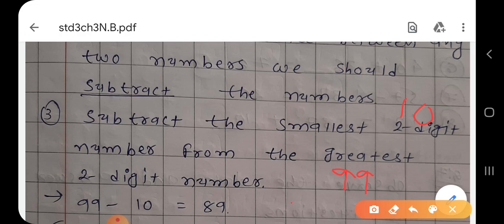The smallest two-digit number is 10 and the greatest two-digit number is 99. And we have to subtract the smallest two-digit number from the greatest two-digit number. So 99 minus 10 is equal to 89. So the answer of third is 99 minus 10 is equal to 89.